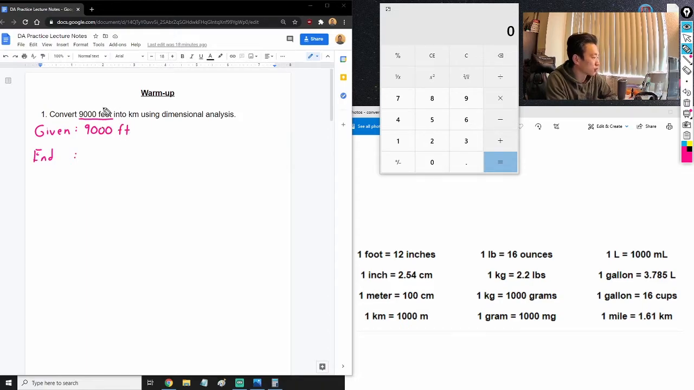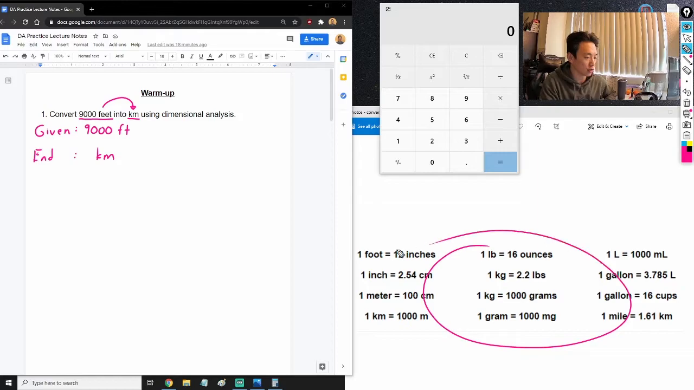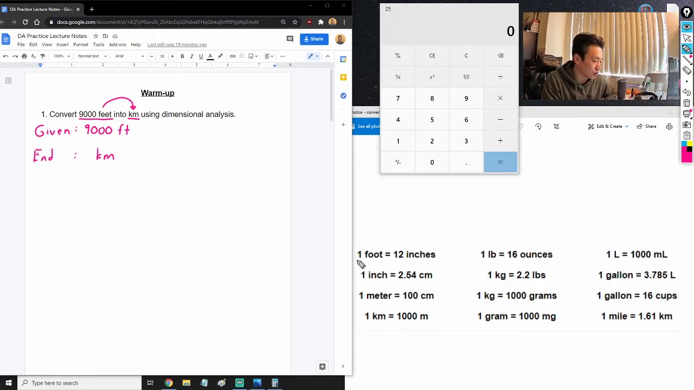And what do we want to turn that into? We want to turn that into kilometers, km. So what we want to end up with is kilometers. Now the first thing we want to do is look for an equation here that contains our starting unit. Our starting unit is feet. So if you take a look at this chart, our conversion chart, we're going to look for feet. It looks like the only feet that we have is 1 foot equals 12 inches. So that means we're going to be starting with this equation right here, okay? Because we don't have one that goes directly from feet to kilometers.